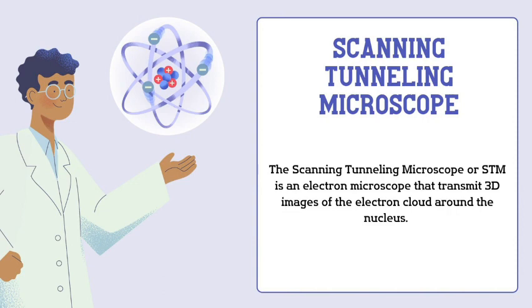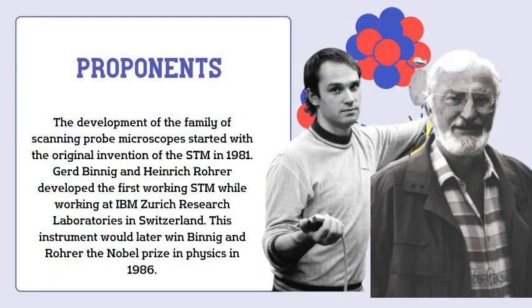Surfaces can be viewed at the atomic size thanks to the high resolution, or 0.1 atoms, the STM has. But who made this high resolution microscope and who are the proponents? The Scanning Tunneling Microscope is a special type of microscope that was invented by scientists named Gerd Binnig and Heinrich Rohrer. It's used to see things that are extremely small, like atoms. The invention deserved a Nobel Prize for Physics in 1986.